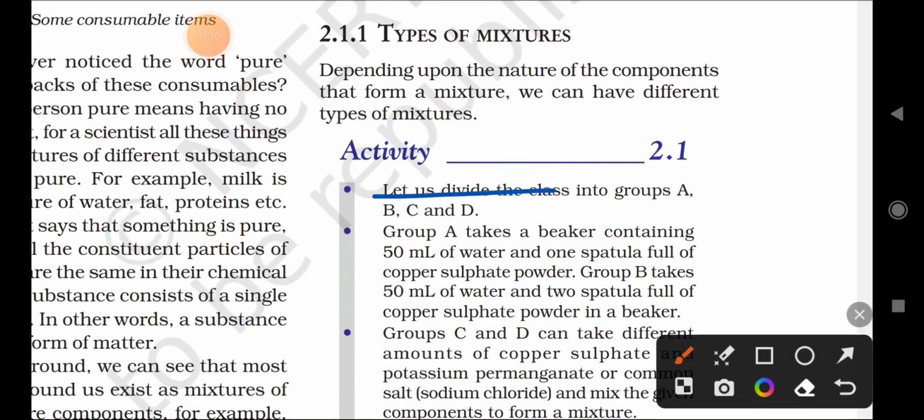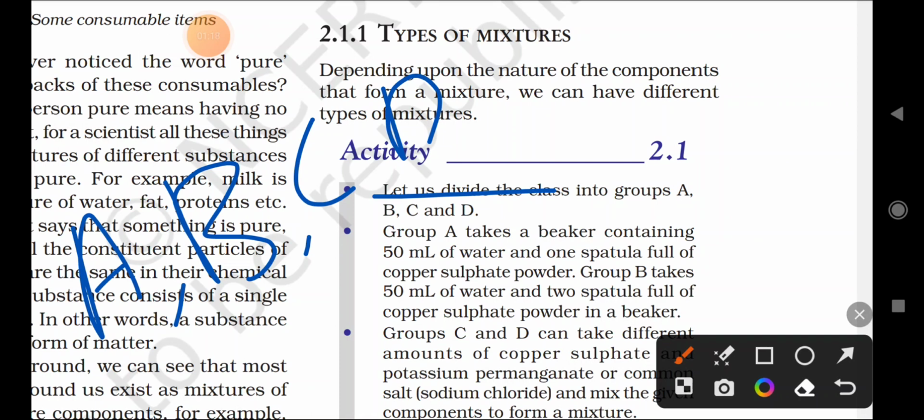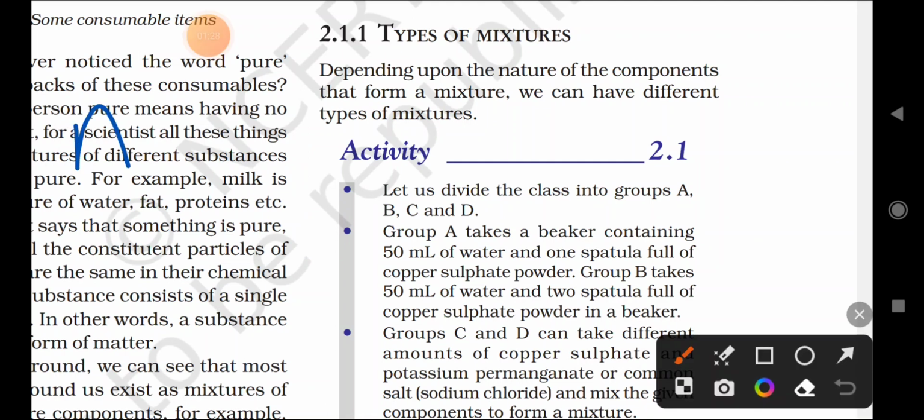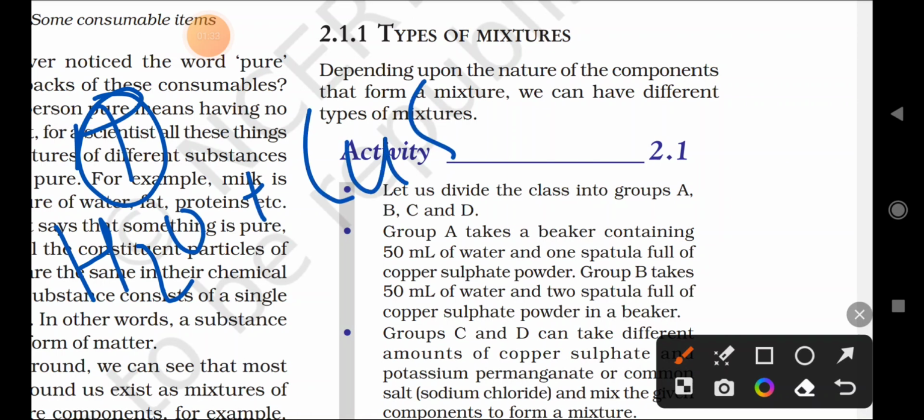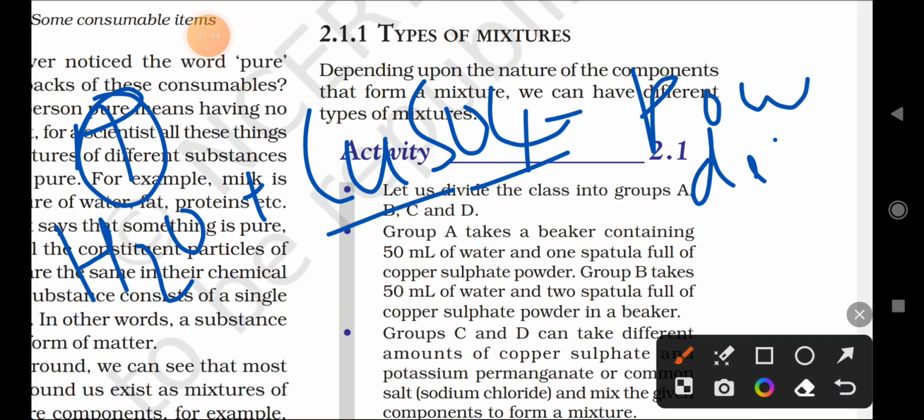Let us divide the class into four groups: A, B, C and D. Group A takes a beaker containing 50 ml of water and one spatula full of copper sulfate powder. Group A is given a water plus copper sulfate solution. The chemical formula of copper sulfate is CuSO4, and it is in powder form, which is mixing with water.